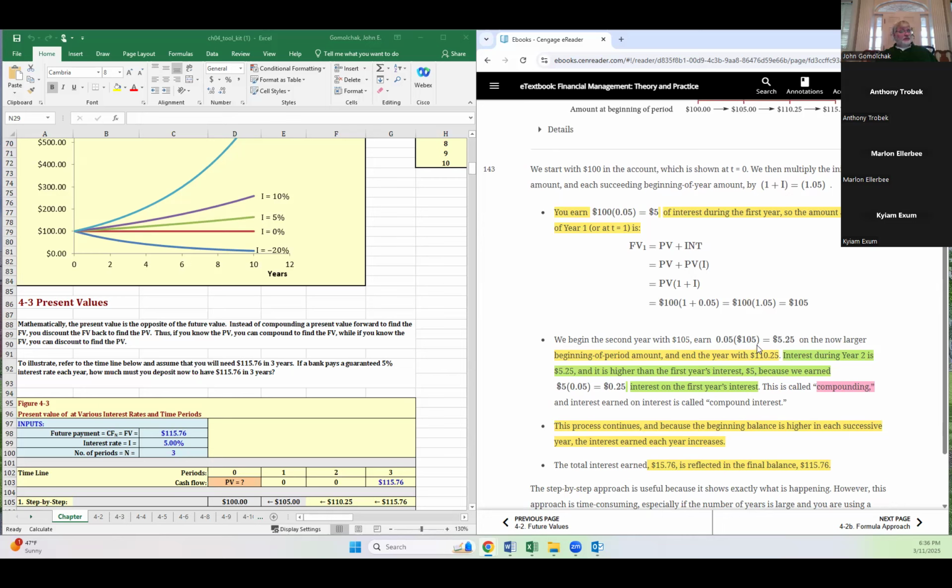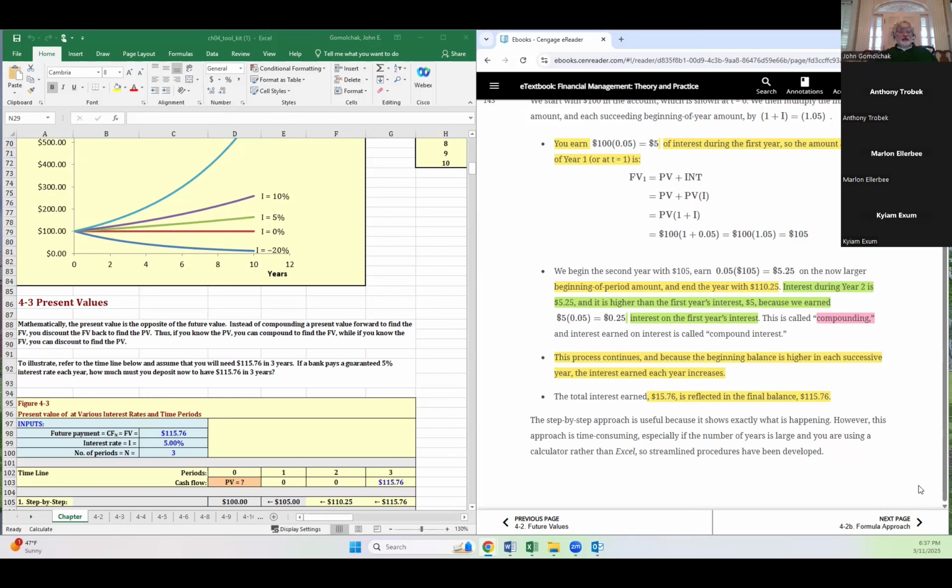Okay, so we don't just say, oh, we had $100, and if we had left it in there for 10 years, it's going to be 5% 10 times, so we're going to get $50. No, but we have to take into account that we're getting interest on our interest, and that's what is compounding. All right.